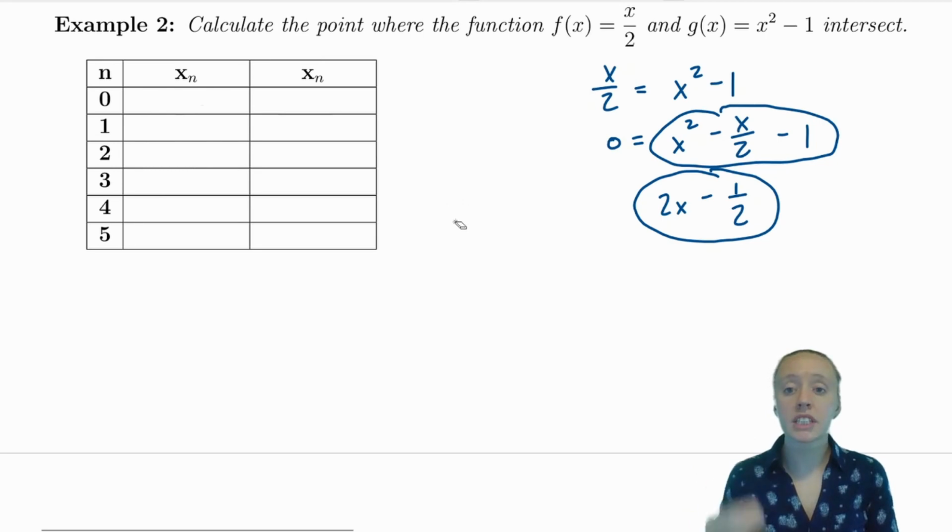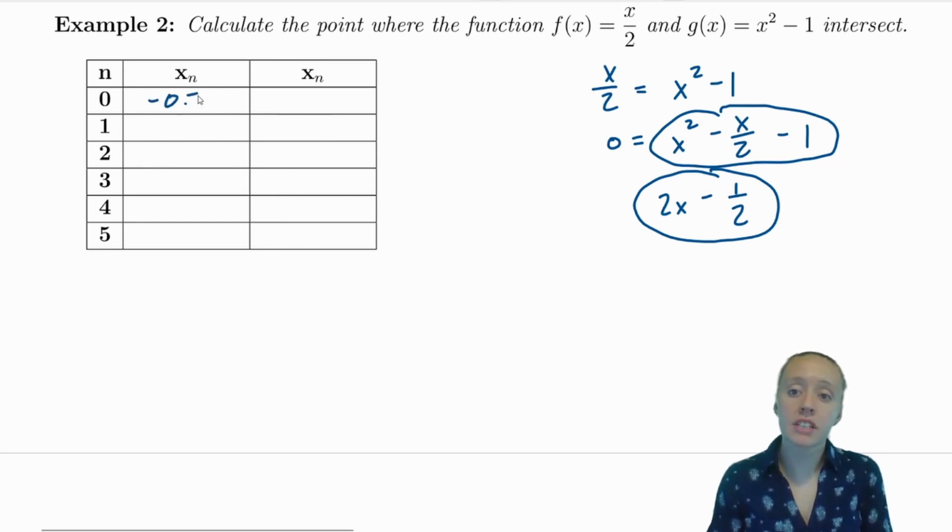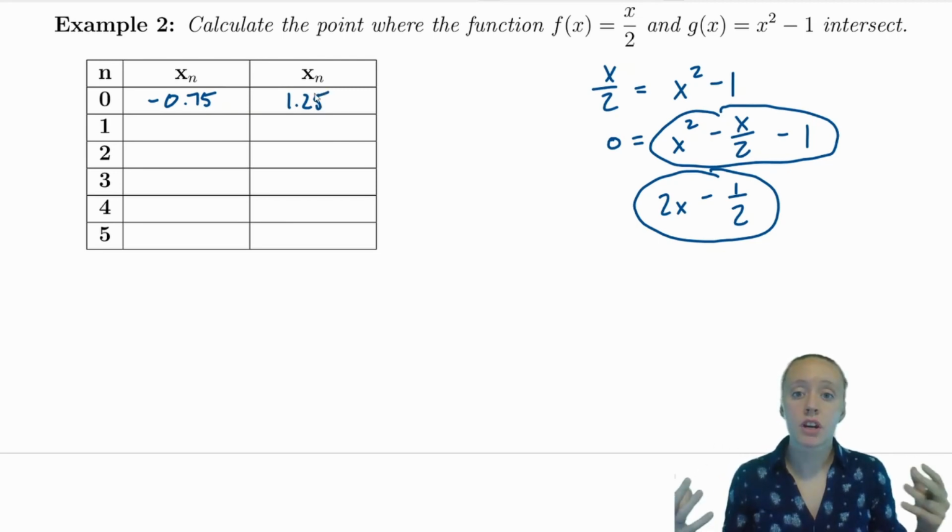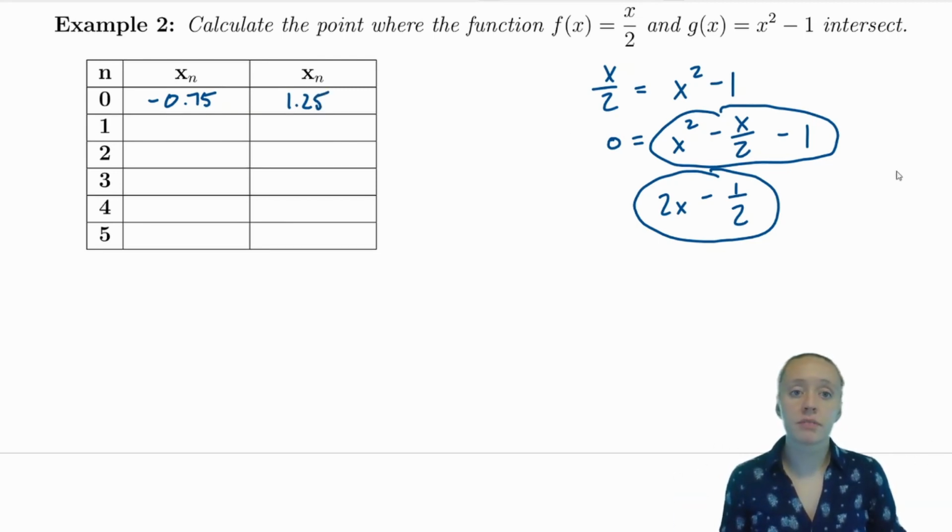But before we jump to Excel, again, remember those values we are going to use to estimate our roots are negative 0.75 and then 1.25. So I'll write those in really quickly. Negative 0.75 and positive 1.25 were good estimations for our roots. So now let's move on to Excel.